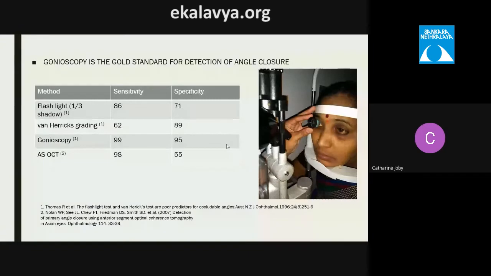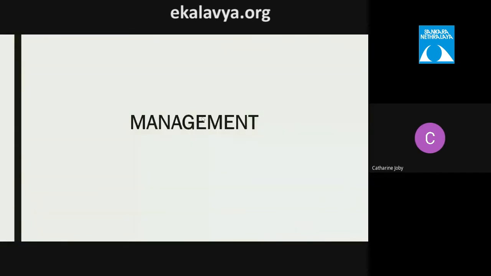Among the different modalities available for detection of angle closure, gonioscopy is considered the gold standard with a sensitivity of 99 and specificity 95. Coming to the management of specific cases, scenario 1.